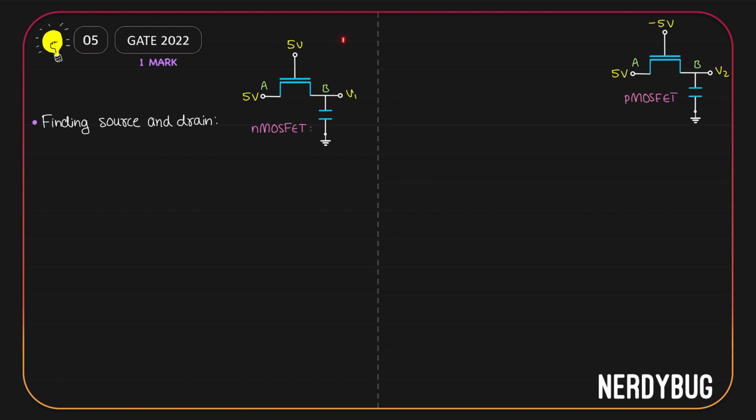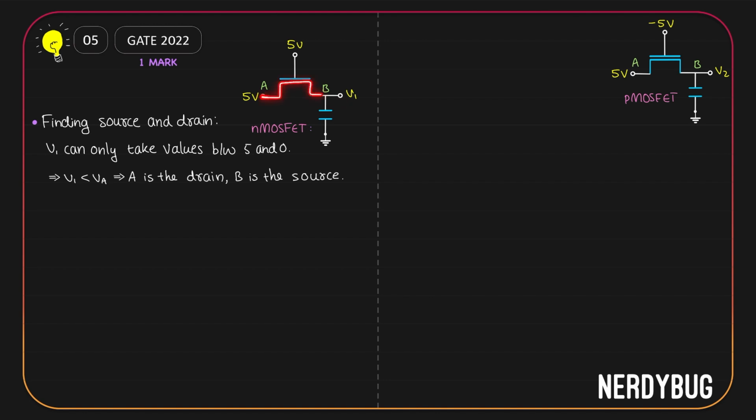The maximum potential we have anywhere in this circuit is 5 volt. The minimum we have is 0 at the ground. So the potential V1 cannot be greater than 5 volt. It cannot be lesser than 0 volt. So V1 has to be between 0 and 5. That means V1 is always going to be less than or equal to the potential at A. For an nMOSFET, we always give positive potential to the drain with respect to the source. So A has to be the drain and B has to be the source. That means current will flow from the drain to the source like this.